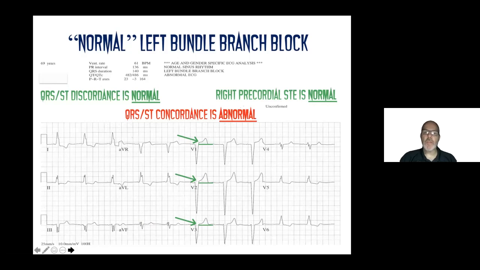So when the QRS complex is going up, the ST segment should be going down. But if it's going up as well, that's not normal. If the QRS complex is going down, then the ST segment should be going up. That's normal. But if the QRS complex is going down and the ST segment is going down, that's not normal.